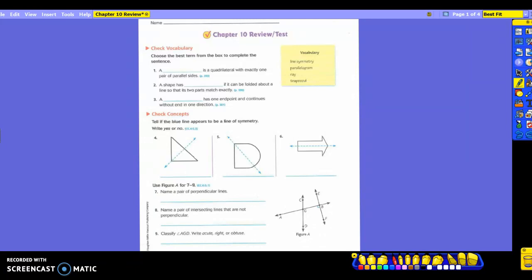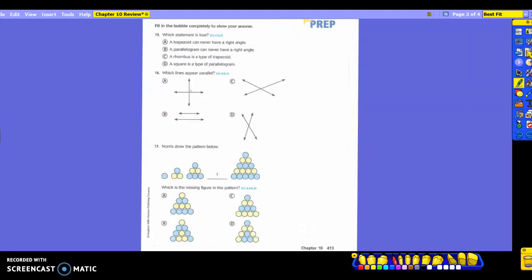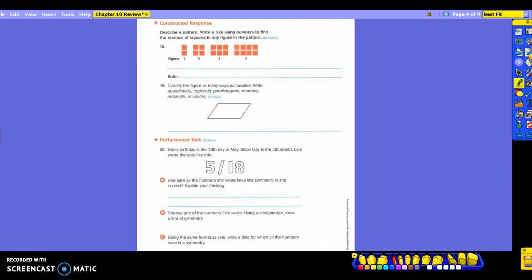So if you're classifying an angle, what are you going to have for your label? An angle symbol. If you're classifying a line, what are you going to have for your symbol? A line. And if you don't know the difference, what do you have to help you? Your foldable. We made it for a reason, so please use it. Then you have a couple of pages of test prep that are going to go over all the things we talked about. Parallel, intersecting, perpendicular lines, all of your shapes, your patterns, all kinds of different things you're going to see. Let's please turn to the constructed response on the back.